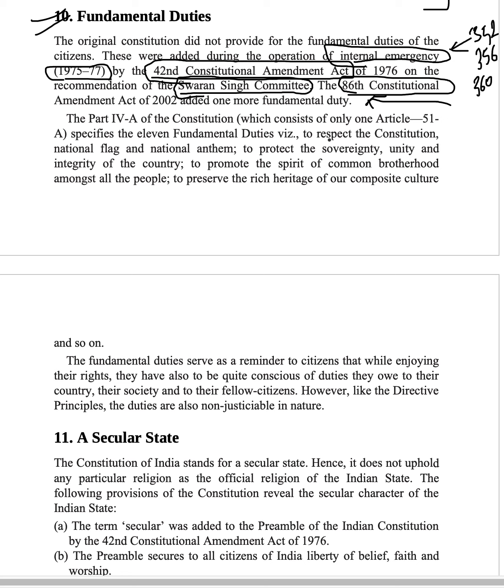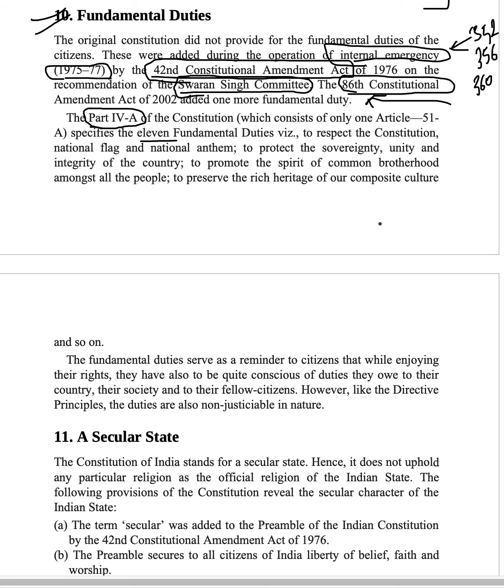Before that, let me tell you that this part 4A is very important because many times they ask what is part 4A, whether it's DPSP or fundamental duties. So it's fundamental duties. Part 4 is DPSP. And then article 51A, this article 51 will be different from 51A. 51 is basically promoting internal peace and security and all those things, but article 51A is actually fundamental duties. So there are all in all total 11 right now. Earlier there were 10, and by 86th Constitutional Amendment Act one more was added.